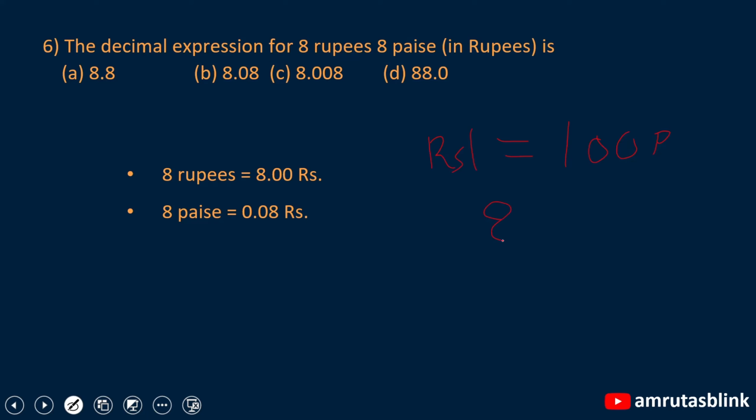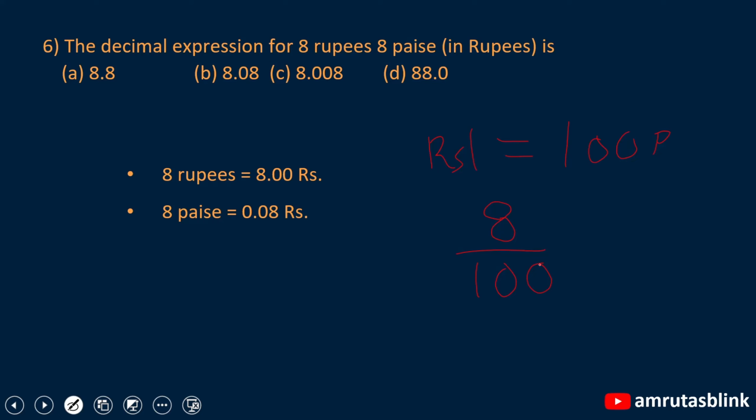How do we find that out? We need to divide 8 by 100. Hence 8 paise will be represented as 8 upon 100, that is 0.08. Now suppose instead of 8, there are 80 paise with you. Then 80 paise is 80 divided by 100, that is 0.80, that is 0.8. Here it is just 8 paise, hence we represent it by 0.08.